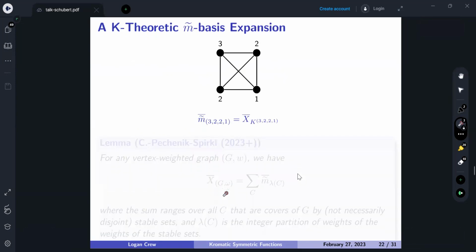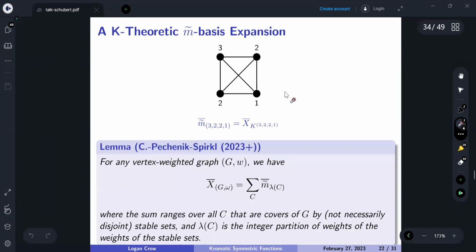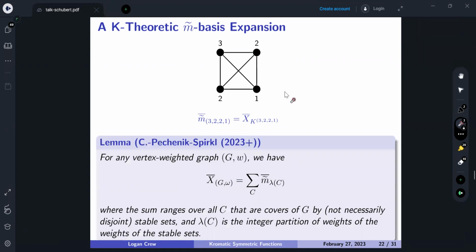And so first question, there's a pretty natural choice here for a K-theoretic M basis, which is that we could define, say, M3221 as just the K-chromatic symmetric function of the complete graph of type 3221. This ends up making a lot of sense because under this definition, we do have a nice natural generalization of this expansion to the M basis.